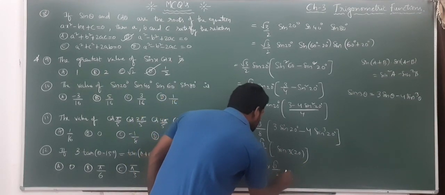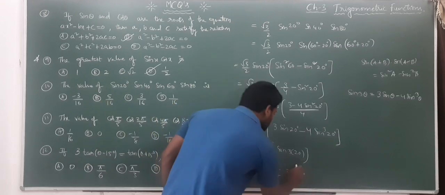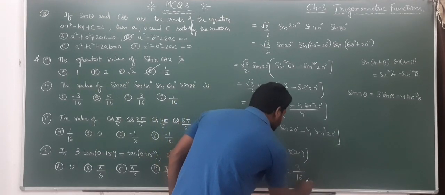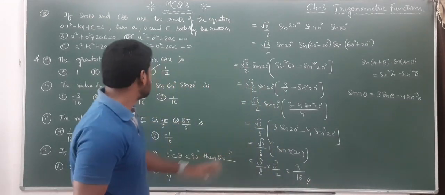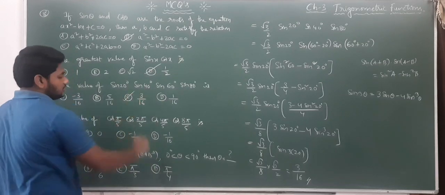Root 3 by 2. Root 3 into root 3 how much? This is 3. 8 into 2 is equal to 16. So the option is 3 by 16.